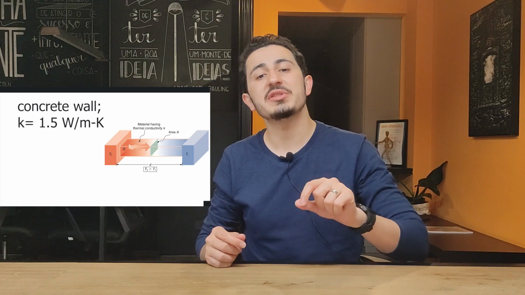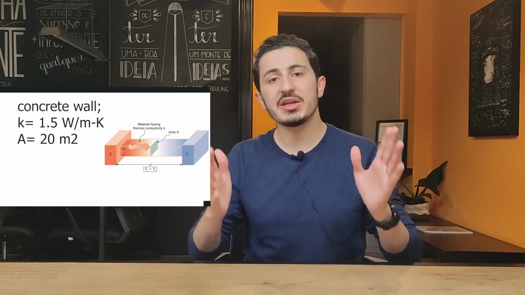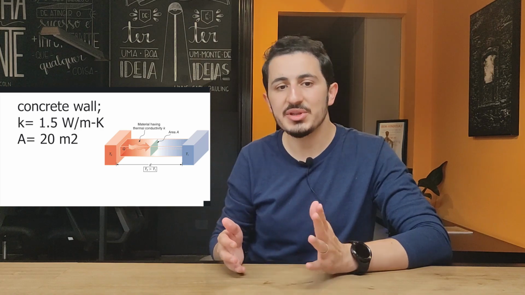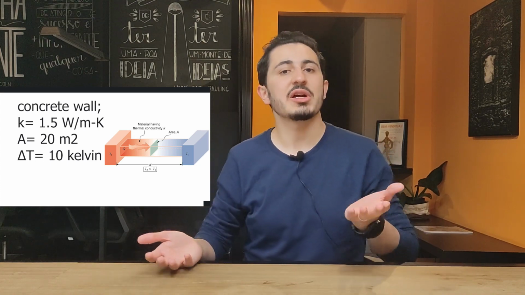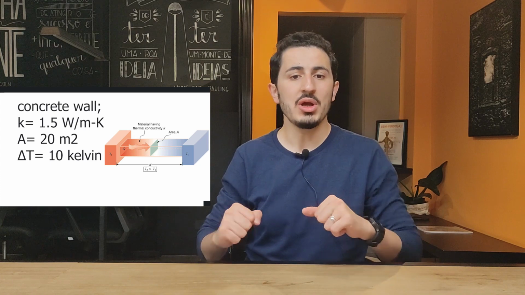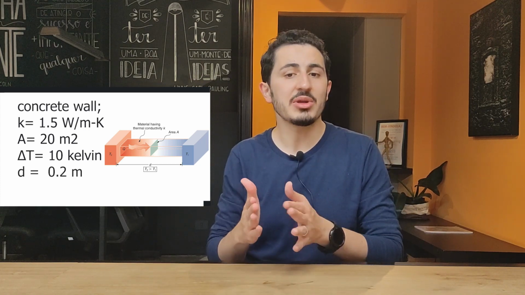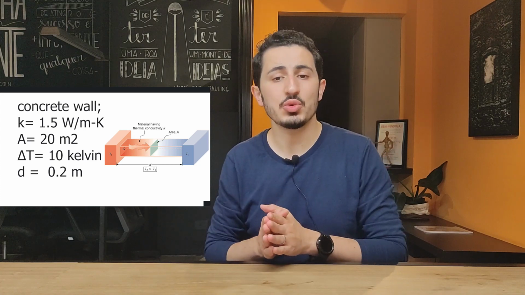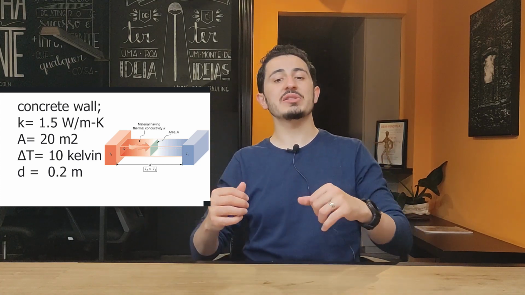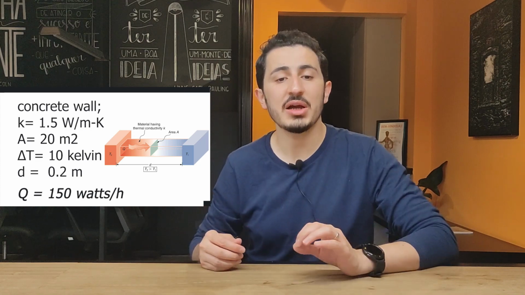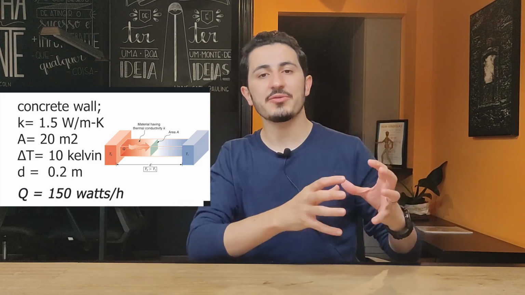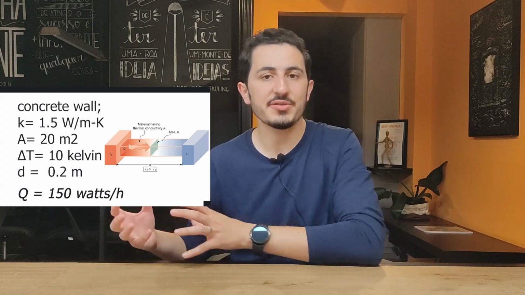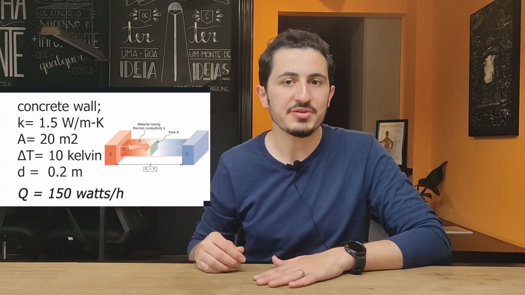Let's put that in an example. Say we have a wall made of concrete with a thermal conductivity value of 1.5 and a surface area of 20 square meters. The temperature difference across the wall is 10 Kelvin, so if it's 60 outside, we can say it's like 70 inside or so. And the thickness of the wall is 20 centimeters, which is 0.2 meters. When we plug in these values, we get a total conduction heat loss of 150 watts. This means the amount of heat transferred from one side of this wall to the other will be 150 watts per hour.